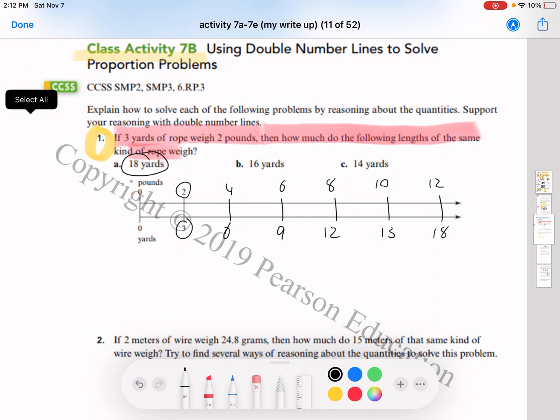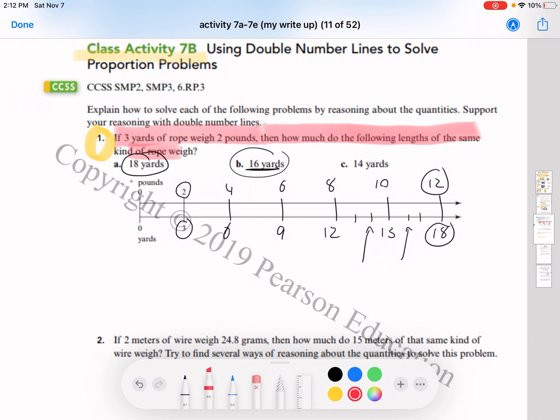So if I wanted 18 yards, that would weigh 12 pounds. But 16 yards and 14 yards, 16 would be right here, 14 would be right here. They don't fall on one of these exact values. So this is, again, an example of where I would scale it back. So I'm not going to do 14 at the moment. I'm just going to look at 16.